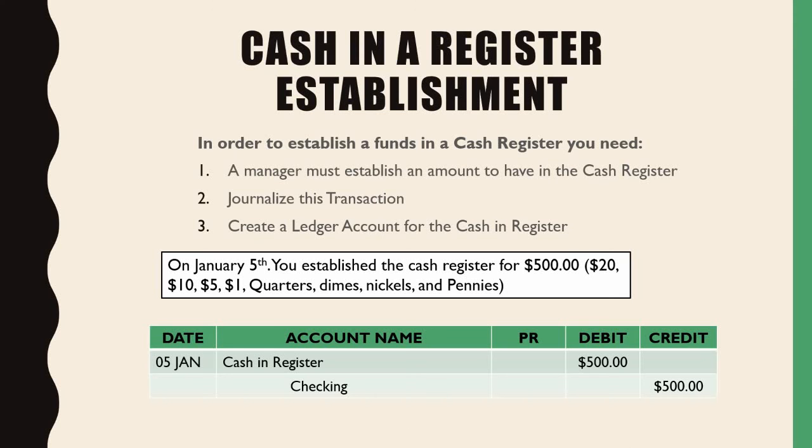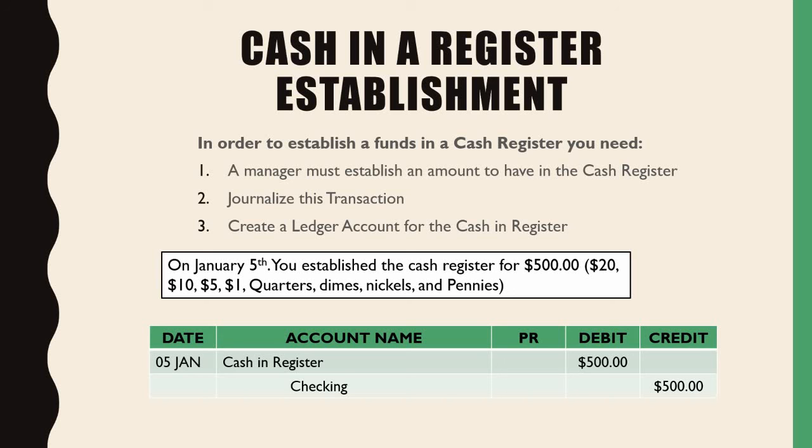So you decide to establish a cash register. You decide, I'm going to have a store. It's going to allow customers to pay me in cash to buy my products and services. So I established the cash register. I talk to the boss and say, this is how much I think we need to have in the cash register at all times. And you're going to journalize it. Then you're going to create a ledger account to hold the money in there.